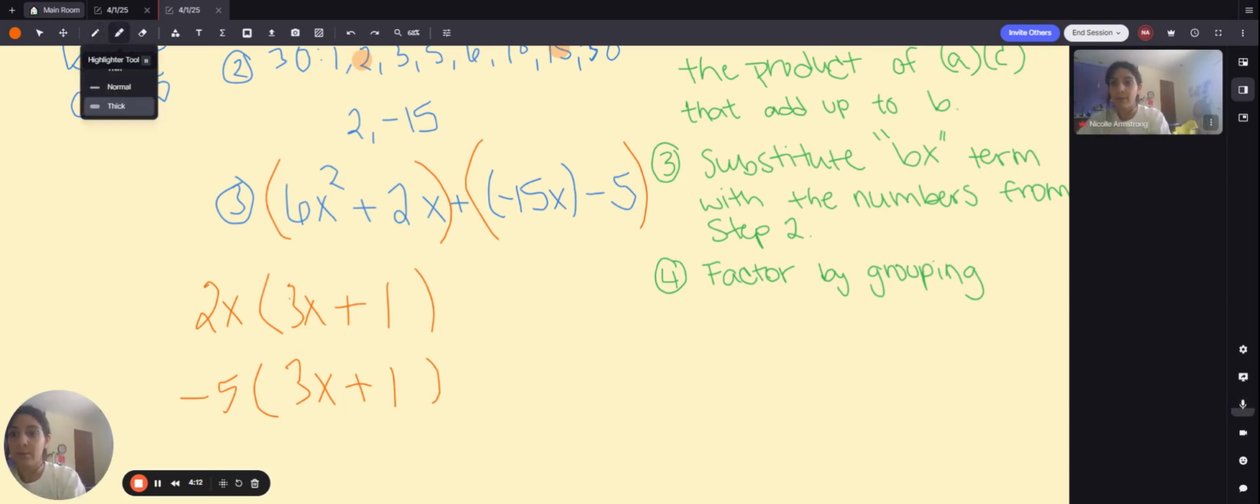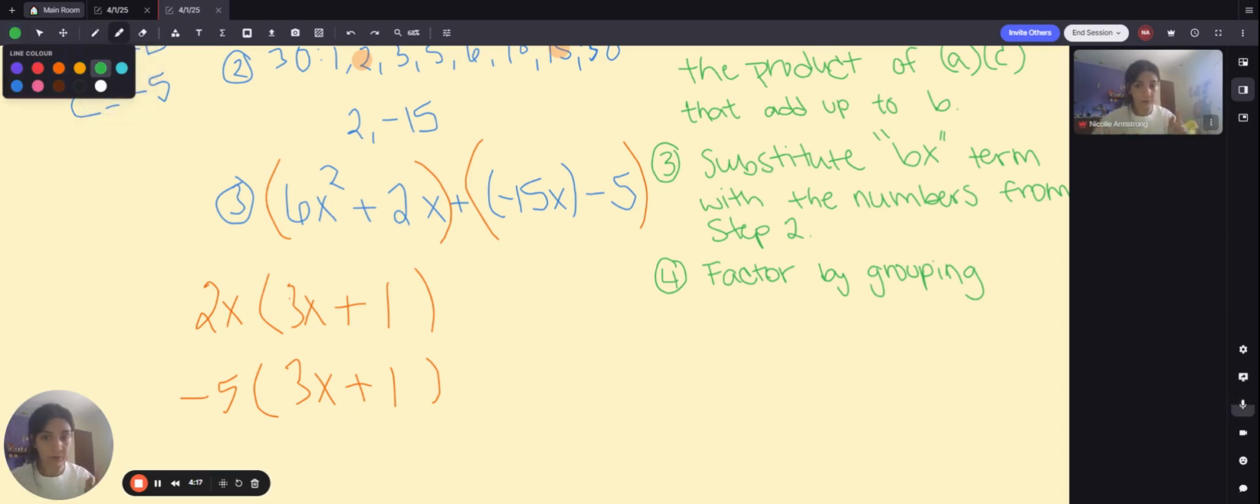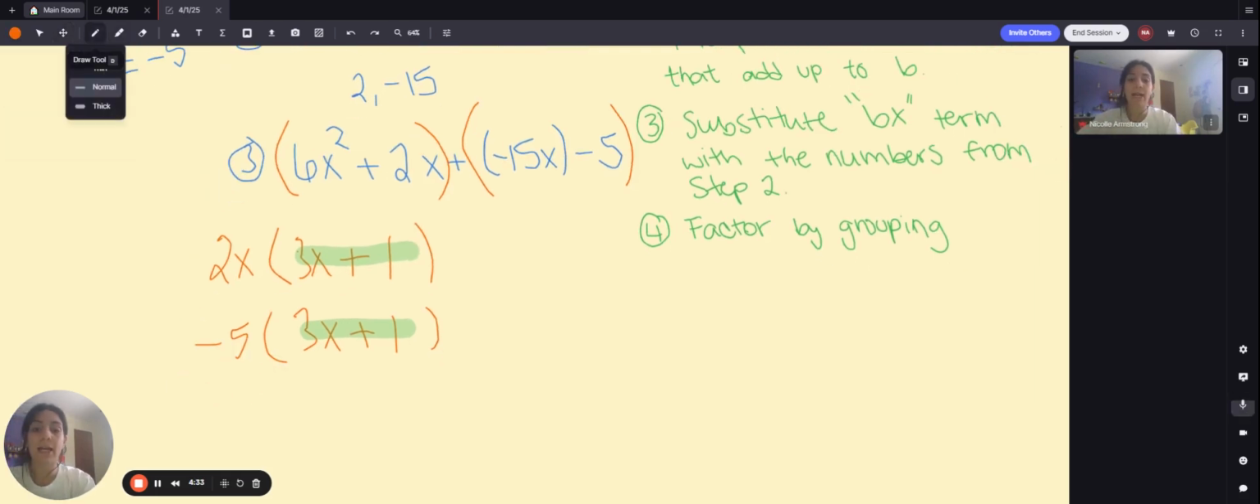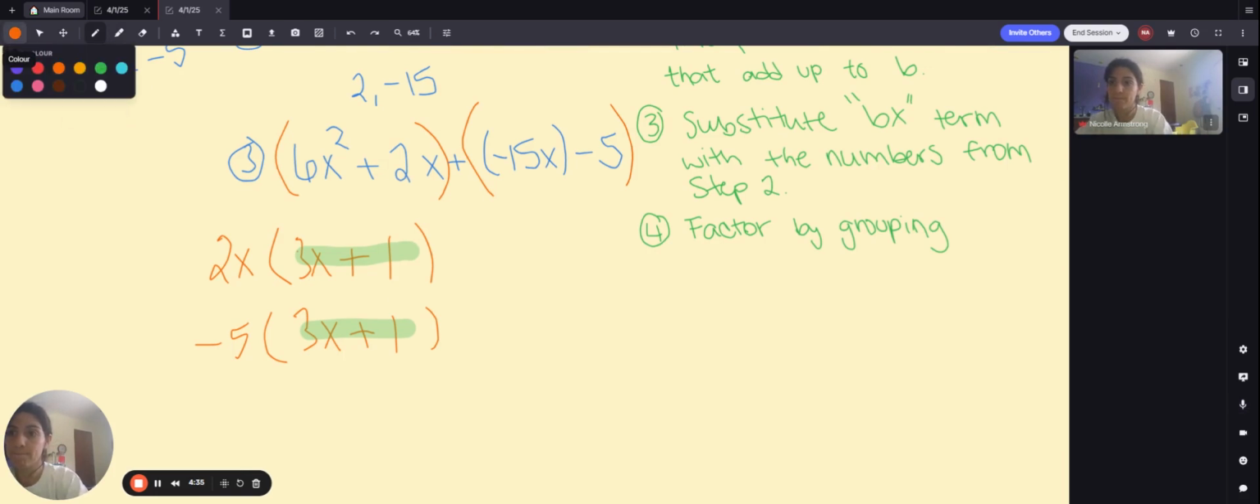Now we see a pattern. We see that when we factored out both of these groups, we have a 3x plus 1 in parentheses for both of them. So we're going to take only one of them and factor that out. So our final two binomials in factoring this expression is going to be 3x plus 1.